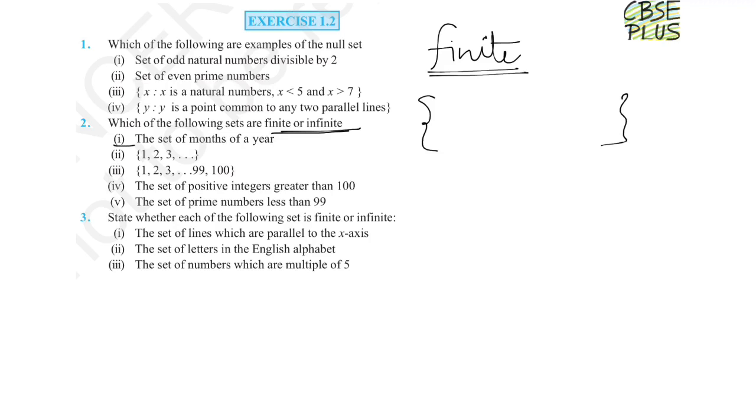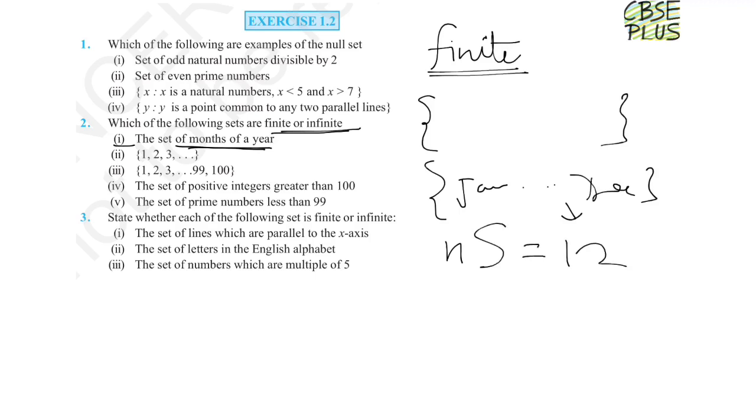Suppose in the questions given, the first question is the set of months of a year. We can count the set of months of a year. Months of a year is from January to December, which is 12 in number. So the total number of elements in this set is 12. So it is finite. It is a finite number. So that's why the first set is a finite set.